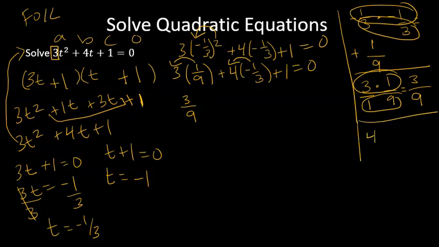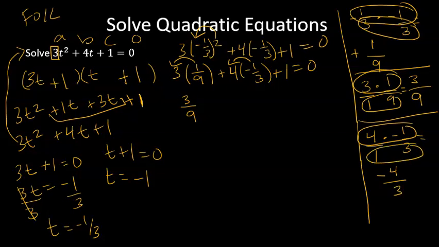What does that give us? It gives us 4 times negative 1/3. And anytime you have a whole number against a fraction, you're going to put an invisible 1 underneath the whole number, and we're just going to multiply across. Negative 1 times 4 gives us a negative 4, and 1 times 3 gives us 3. Right, so I have plus negative 4/3 plus 1 equals 0.